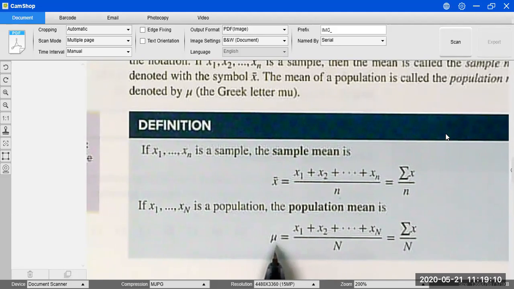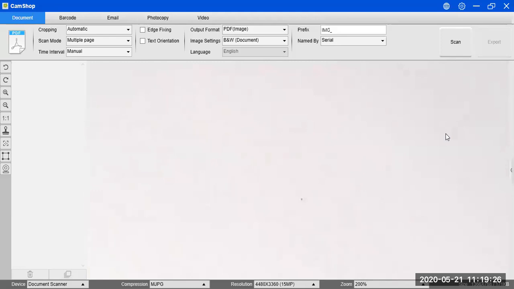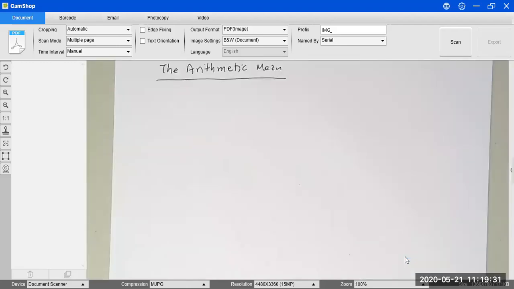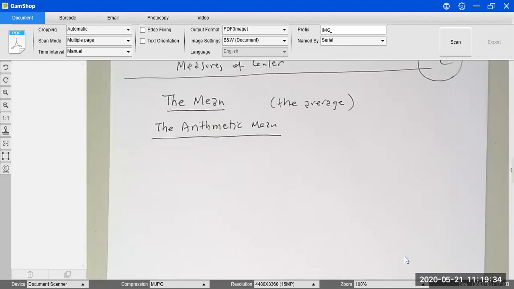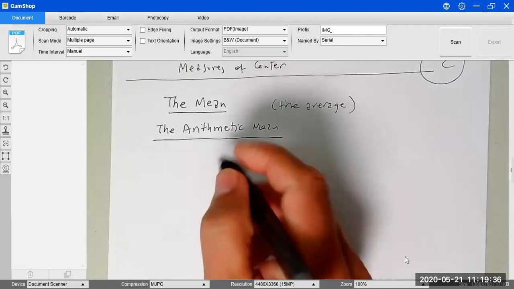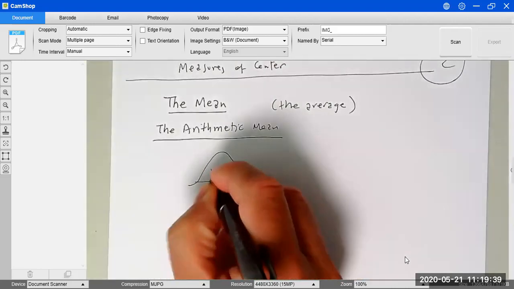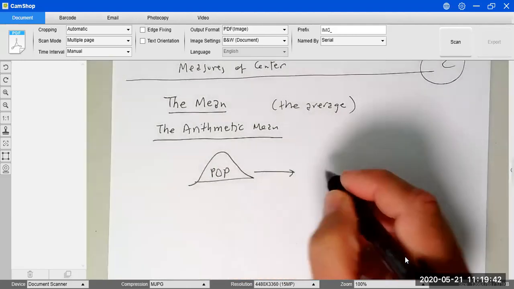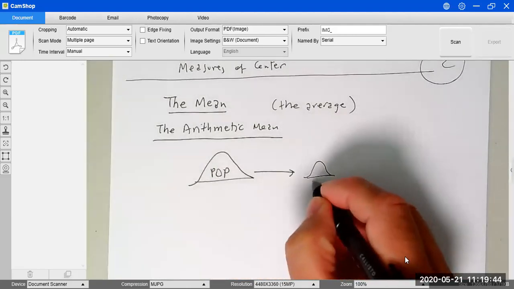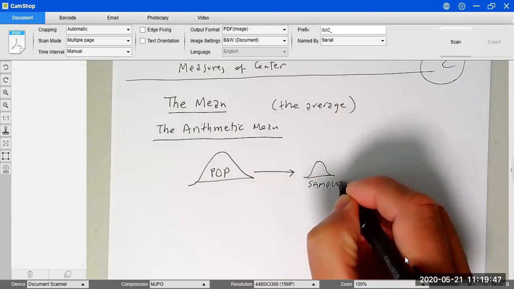We're going to use a Greek letter, the letter mu, to indicate the mean of the population, and we're going to divide the sum of the values by capital N. So we're going to start talking about differences in notation, because in that way we're going to be able to know and learn about the different components from a sample or from a population. So again, we have a population and we can collect values from that population and we're going to obtain a sample.